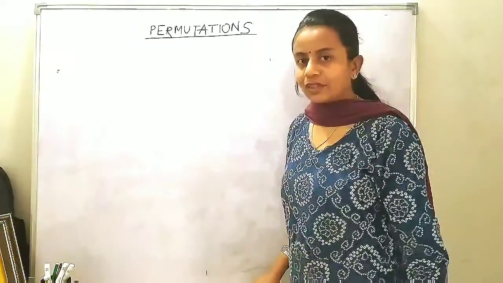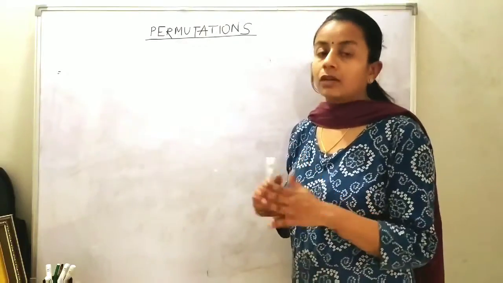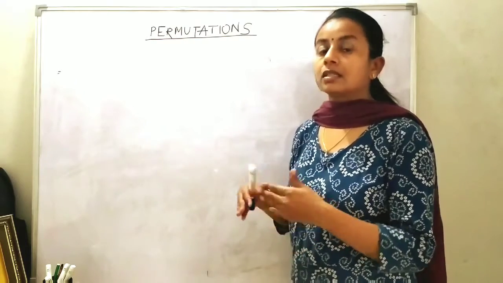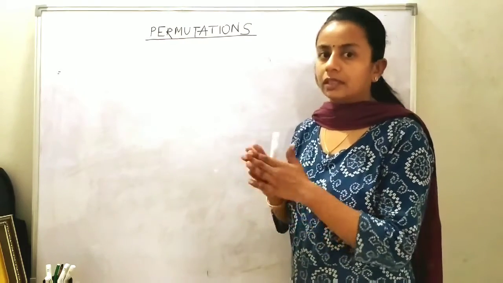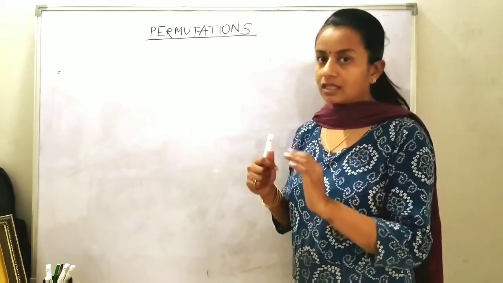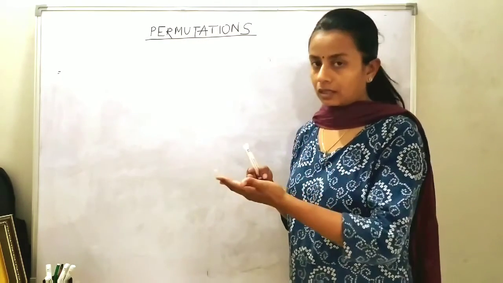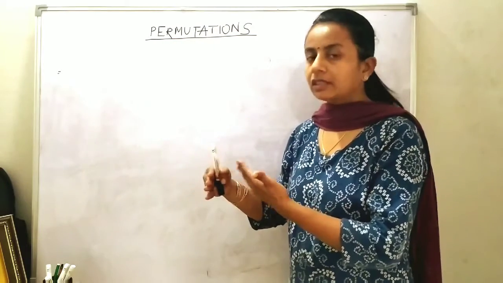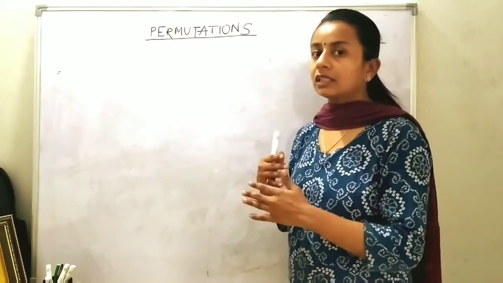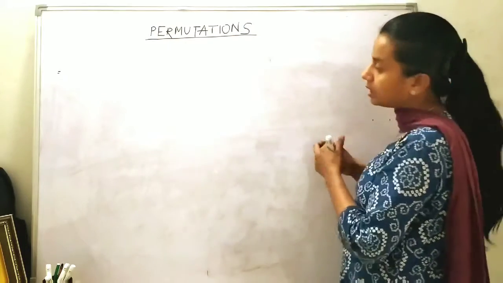Hello, today we are going to study permutation. We have some events which are followed by some other events, then the number of ways in which these events can occur is the number of objects in the first event into the number of objects in the second event. Okay, let's see one example.